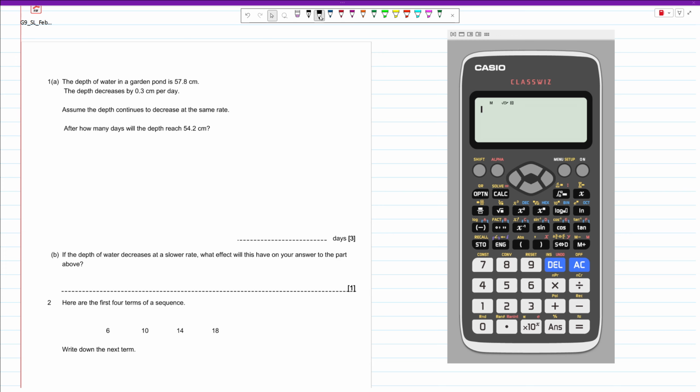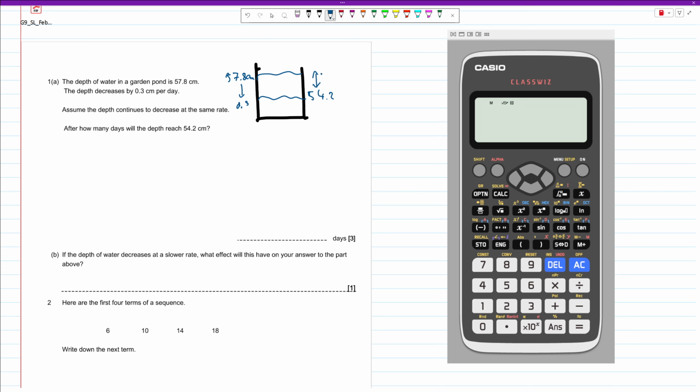Right, first up. I like doing pictures with this kind of thing. Maybe that's a bit silly, don't know. But it helps me figure out what the hell's happening. So 57.8 centimeters there, and it goes down by 0.3 each day until it gets to 54.2.